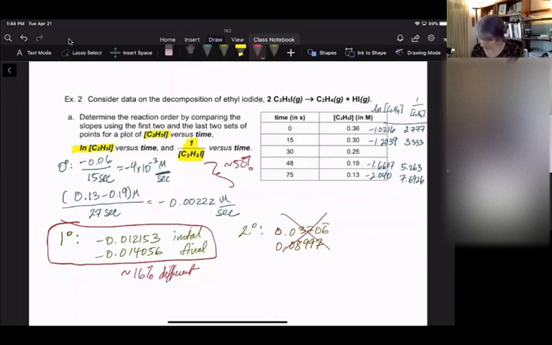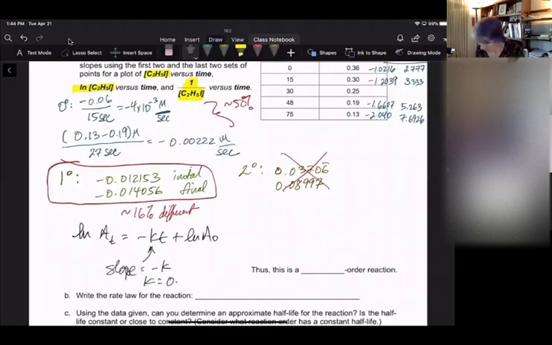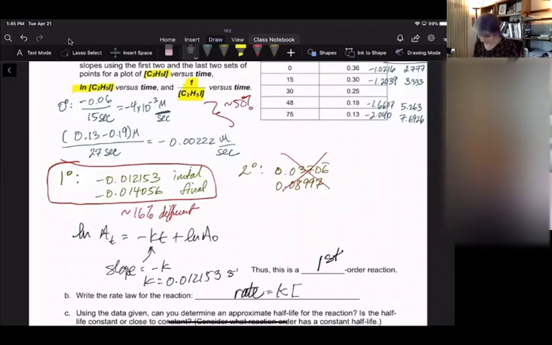So we're going to conclude that it is first order. And then from that, we're going to take log of At is minus kt plus log of A naught. So our slope, we'll take our initial slope equals minus K. So K equals 0.01215. So what's our rate law? Concentration of, what was it? C2H5I? Yes. Yep, and there's our K. We could plug that K in.